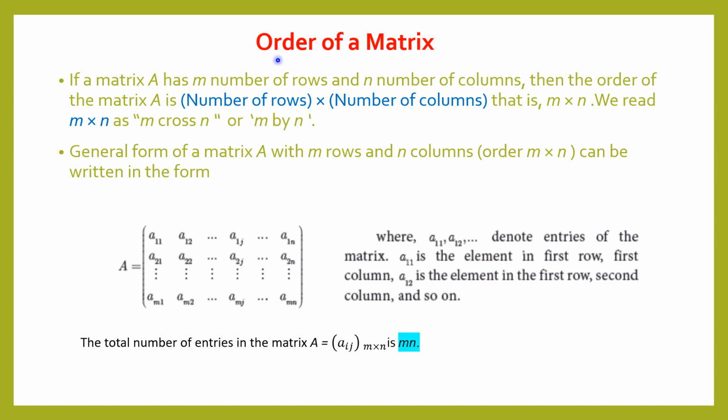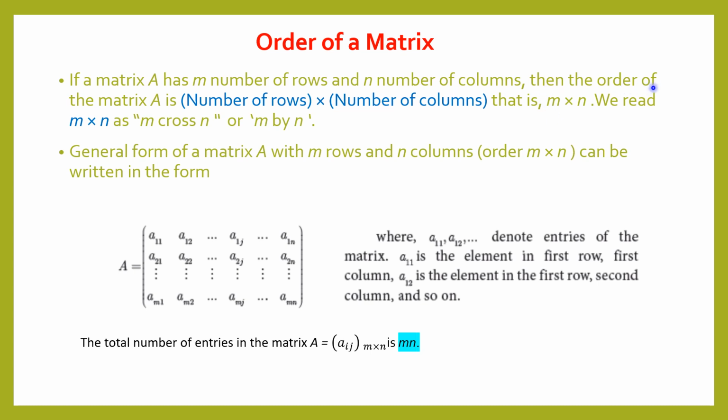Next one is order of a matrix. If a matrix A has m number of rows and n number of columns, that is, definitely a matrix will have some number of rows and columns. For example, if you are having 3 rows, you have to consider this m number as 3, and 2 columns means you have to consider this n number as 2.